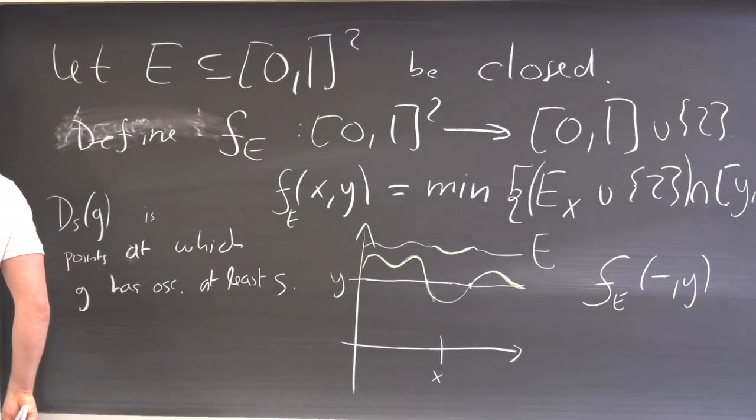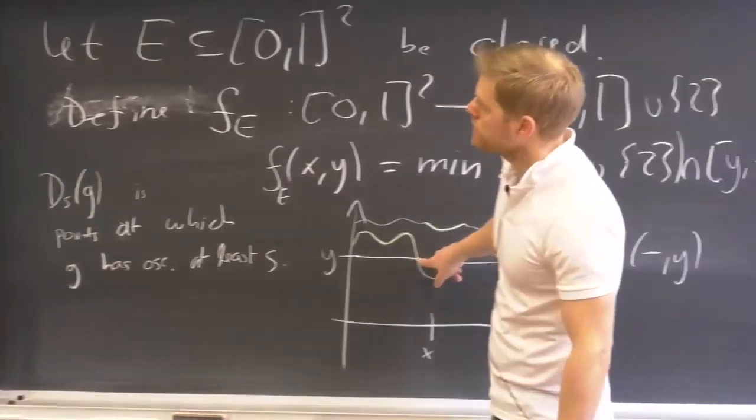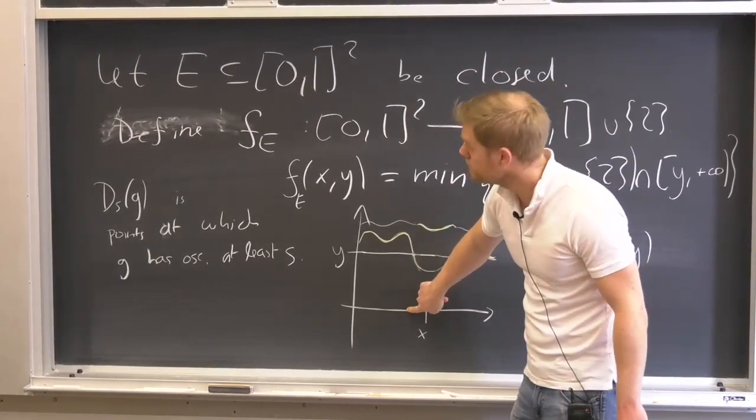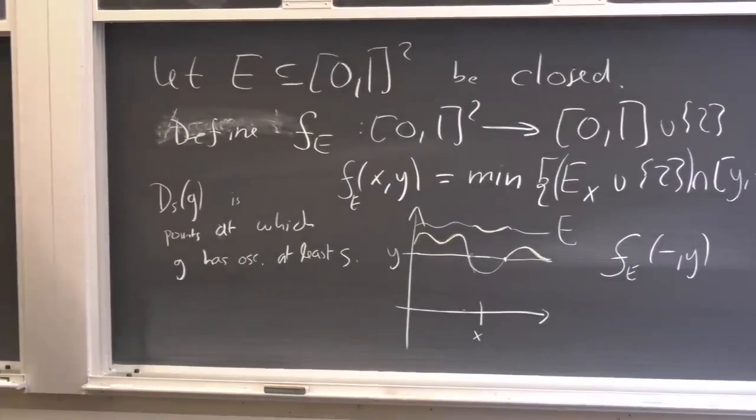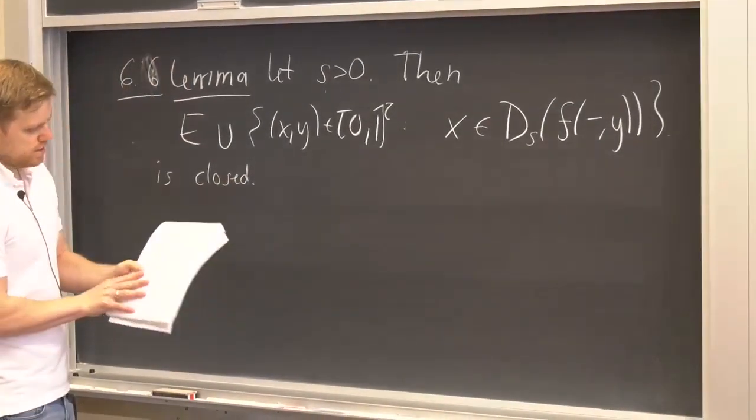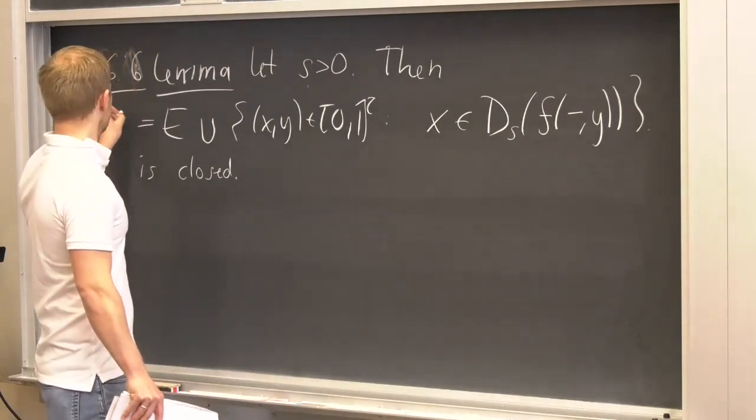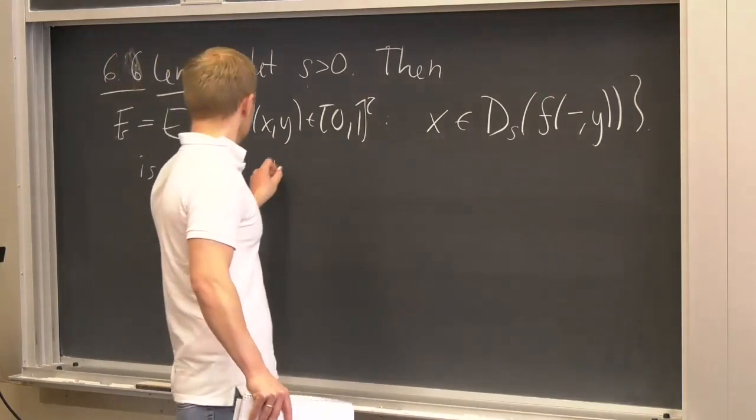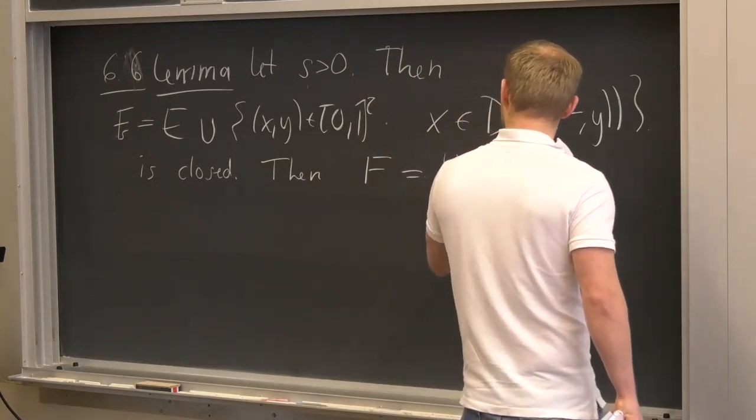So this means that given fixed y, then x is in Ds if this function here has oscillation at least s at the point, for example, this point here, the value down here, so this point here is one of these points because here you moved it this way. Okay, and I claim that this is closed. And so then let's denote this here as Fs. And so if this is closed, then the union, let's call this F, union Fs is equal.